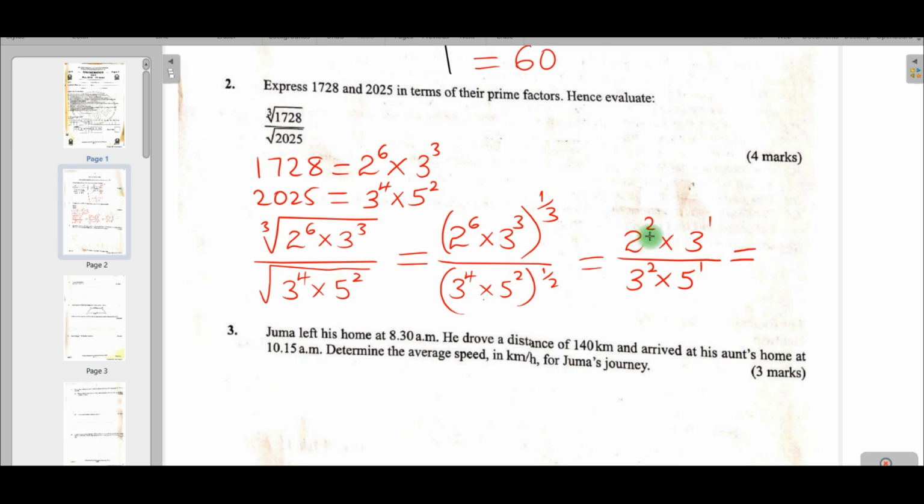So we end up getting 4 times 3 all over 9 times 5. So by 3, 1 by 3, we have 3. And therefore we end up getting 4 times 1 is 4, all over 3 times 5 is 15. And that is the answer for question number 2. So we move on to the next question.